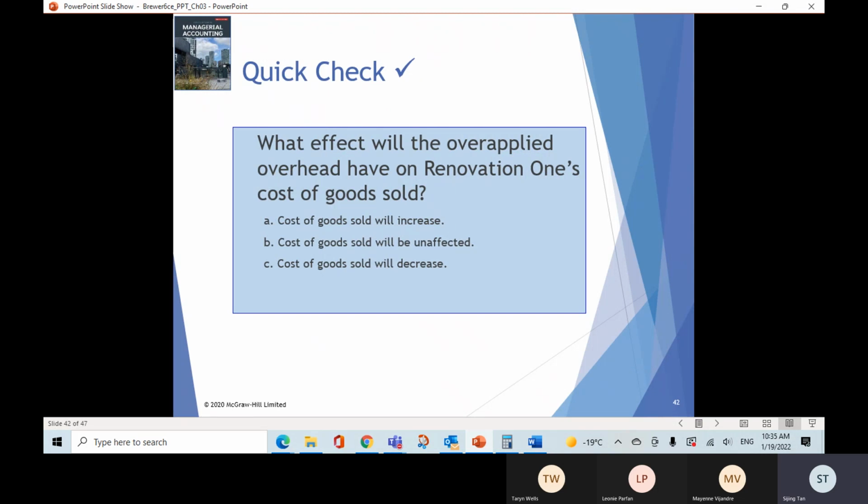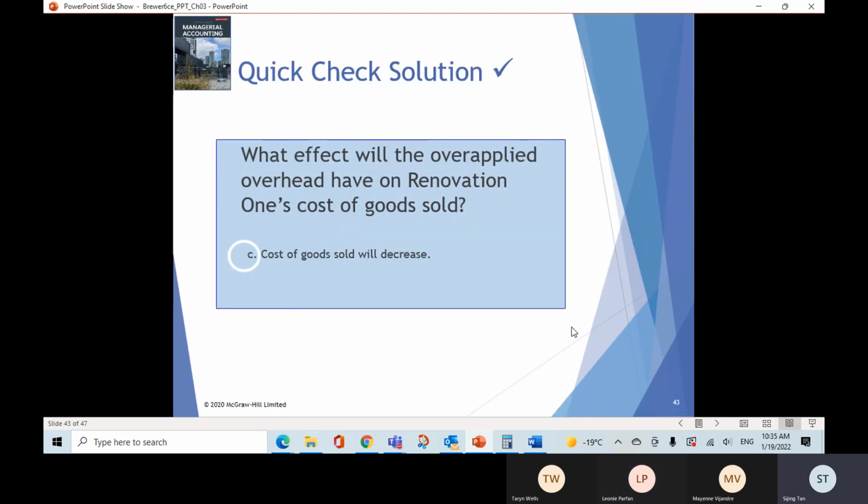Now we're going to quickly check questions. If you could give me the answer: what effect will the over-applied overhead have on Renovation 1's cost of goods sold? A, cost of goods sold will increase; B, cost of goods sold will be unaffected; C, cost of goods sold will decrease. Cost of goods sold will decrease, right? Because it's over-applied, we credit the cost of goods sold. That's why cost of goods sold will decrease with over-applied overhead.